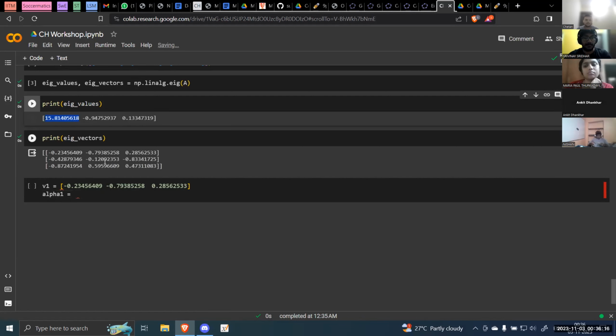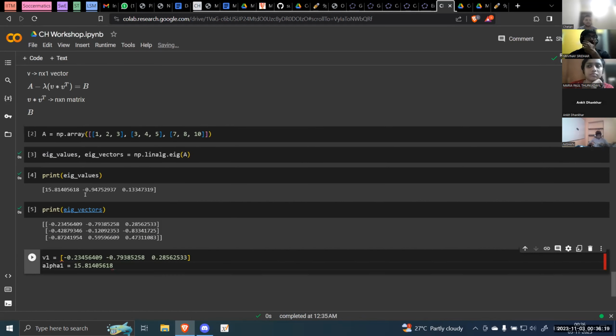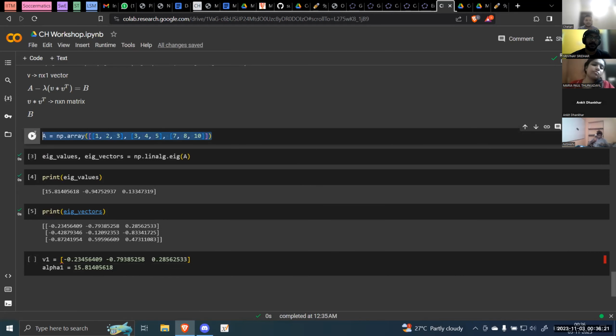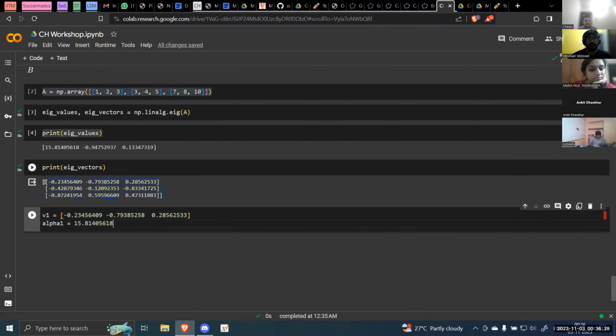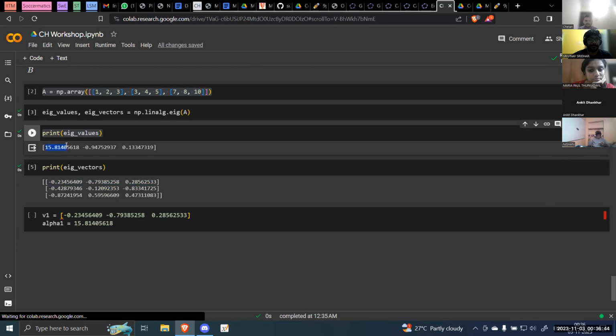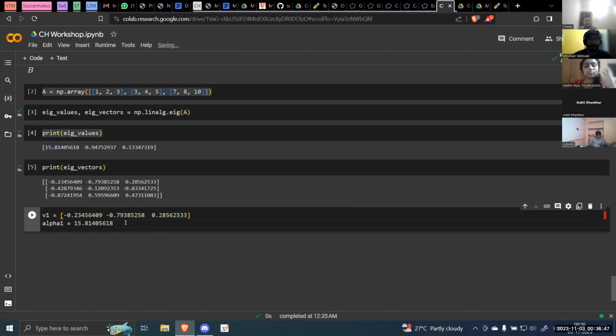So what Vinay did here is he took a matrix. He created a np.array of a 3 cross 3 matrix. Then he used the function np.linalg.eig to extract eigenvalues and eigenvectors for matrix A, and he printed the eigenvalues and the eigenvectors separately. Now he took v1, that is the eigenvector, and he's trying to come up with the second eigenvector, right? Right, Vinay? So the first step is okay, I found the first eigenvector, and now I should subtract.